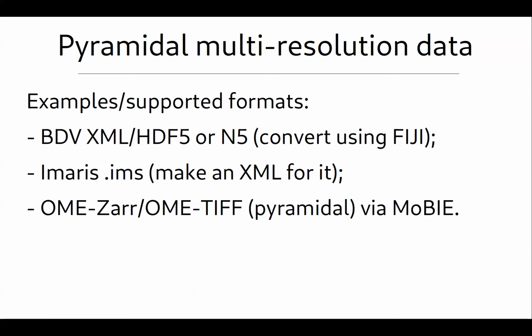So practically, what are these formats? There is, of course, its own format, BDV HDF5 file, so you can convert it using FIJI. There is instruction on the wiki, you can read about it. Imaris: all these are also commercial packages. Usually, if you try to open large data in them, they need to convert to their own format. And that's basically what they do.